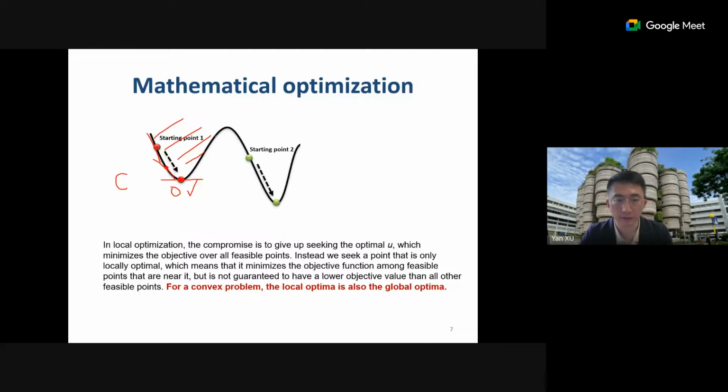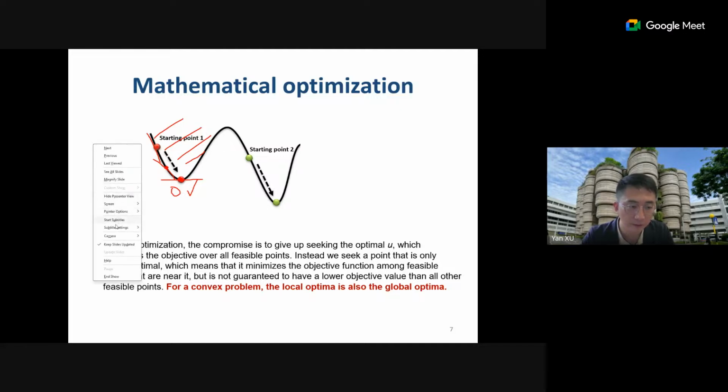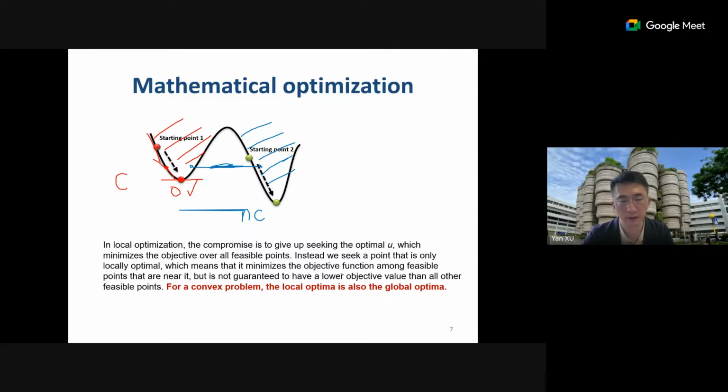However, if the problem is not convex, like this, if this is the entire feasible region, clearly you can see it's not convex. Why? Because for any two points, if I connect them like this, you can see part of the line is outside the feasible region. So for this case, it's a non-convex case.